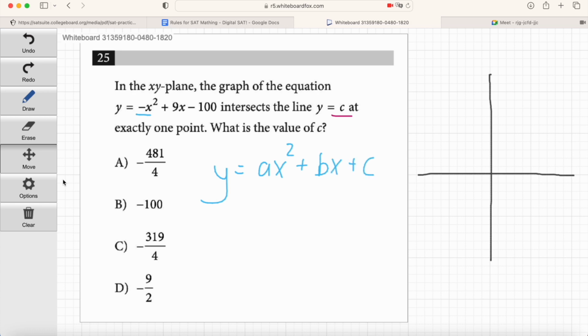If the a value is negative, in this case the a value is -1. If the a value of a parabola is negative, do you know how that affects the shape of the parabola? Are you familiar with this? No. I don't. Well, here's the deal.